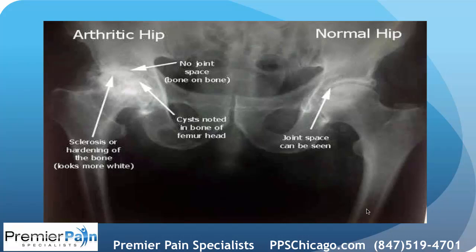Here's a pelvis X-ray where you have a normal looking hip over here. You see how this is sort of a spherical femoral head, nice joint space. And then on the arthritic side, it's really hard to see the joint space at all. And this whitened area shows that the bone is getting hard due to the arthritis. There's some cysts in here.